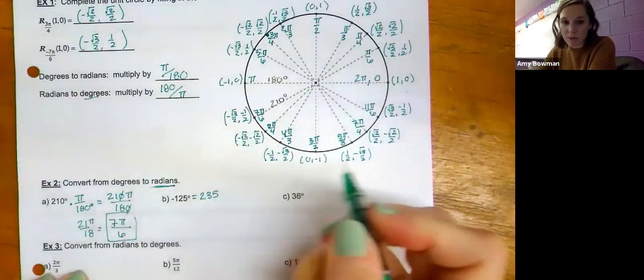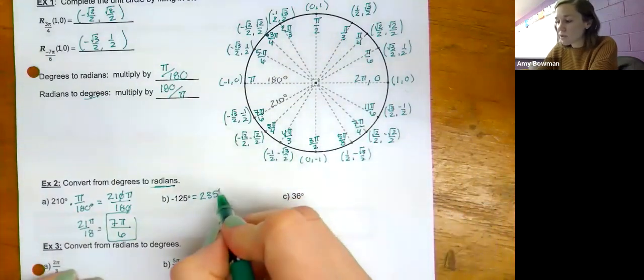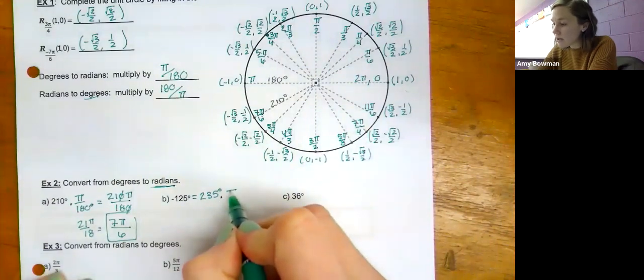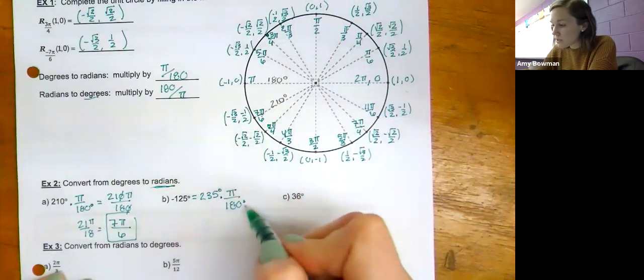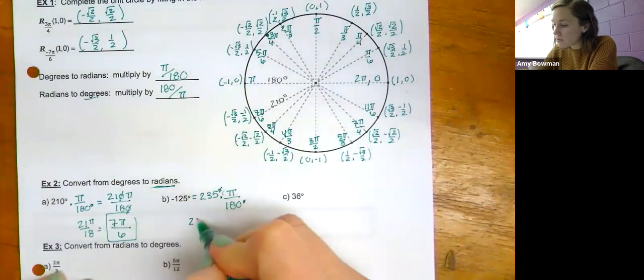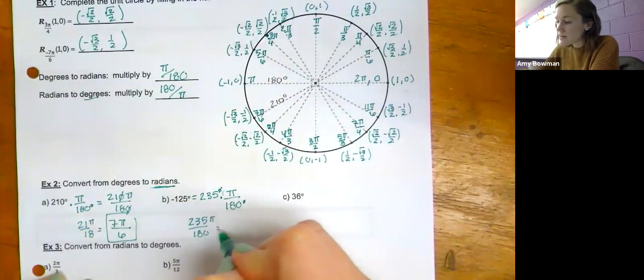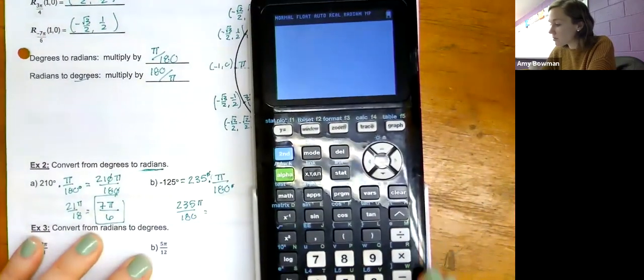I could have just multiplied by pi over 180 right from the beginning. I just like working with positive degree measures. And then multiply this by pi over 180 degrees. So I'm introducing radians and I will cancel out the degrees. So 235 pi radians over 180, and then that will simplify, and you can just reduce this using your calculator.